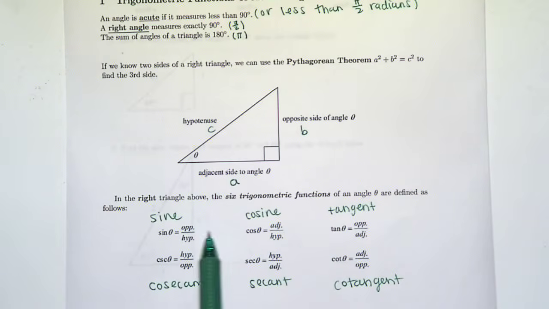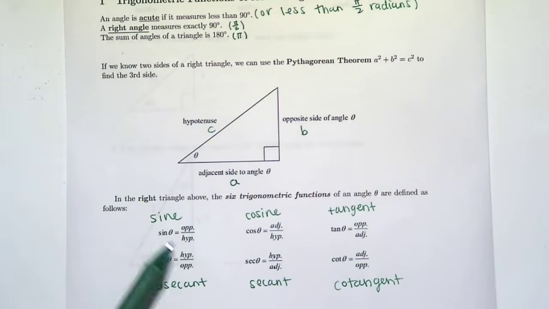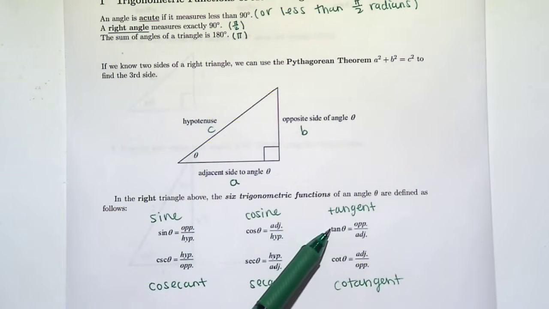All right, so these are the really important ones. These are the main 3. And then the other 3 are just reciprocals of the first 3. So if you flip sine theta, you'll get cosecant theta, which is hypotenuse over opposite. If you flip cosine, you'll get secant theta. And if you flip tangent theta, you'll get cotangent theta.